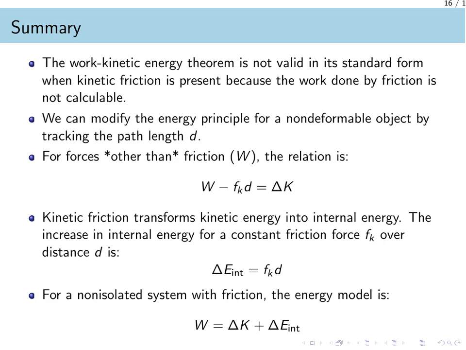Instead, we derived a modified energy relation for a non-deformable object. W minus F sub k d equals delta K. Here, W is the work done by all forces other than friction, F sub k is the constant friction force, and d is the path length. We also defined the increase in internal energy due to friction, delta E sub int, as being equal to F sub k times d. This shows how friction transforms kinetic energy. Finally, this allows us to state the energy model for a non-isolated system with friction. W equals delta K plus delta E sub int.